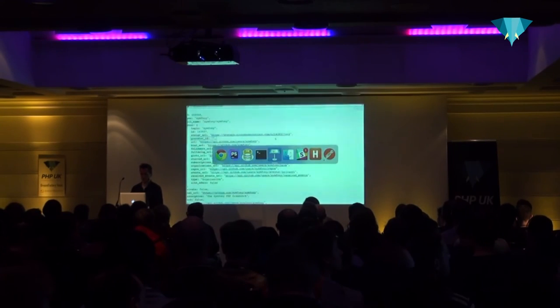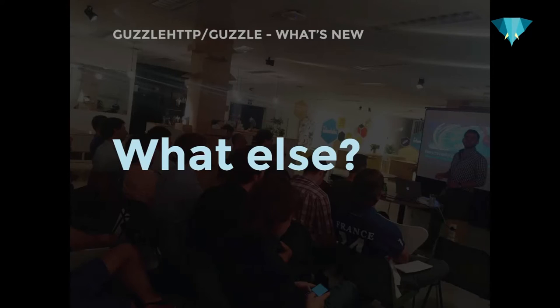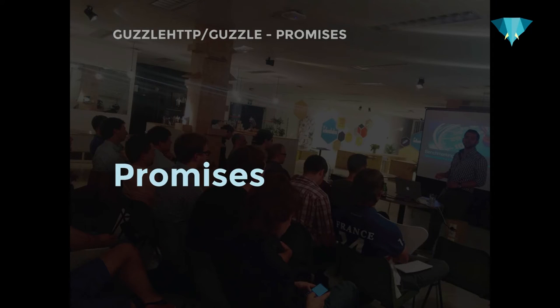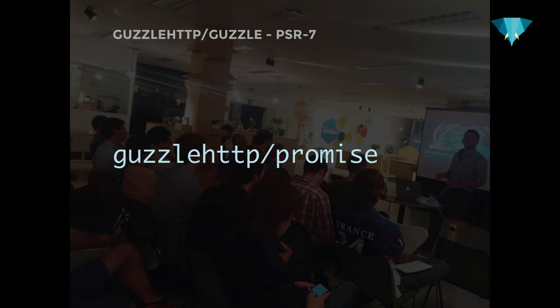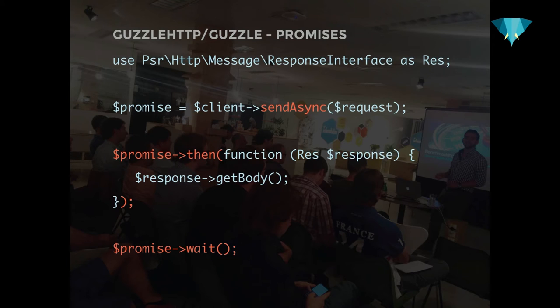Let's go back to my slides. What else is new in Guzzle version 6? Promises. Anyone familiar with promises in JavaScript? OK, cool. So promises are not so new, actually. They were new since 5.0.0. But I will show you them anyway. So promises in Guzzle are also abstracted, like the PSR7 objects, into the Guzzle HTTP slash promise package. So you can reuse it anytime.